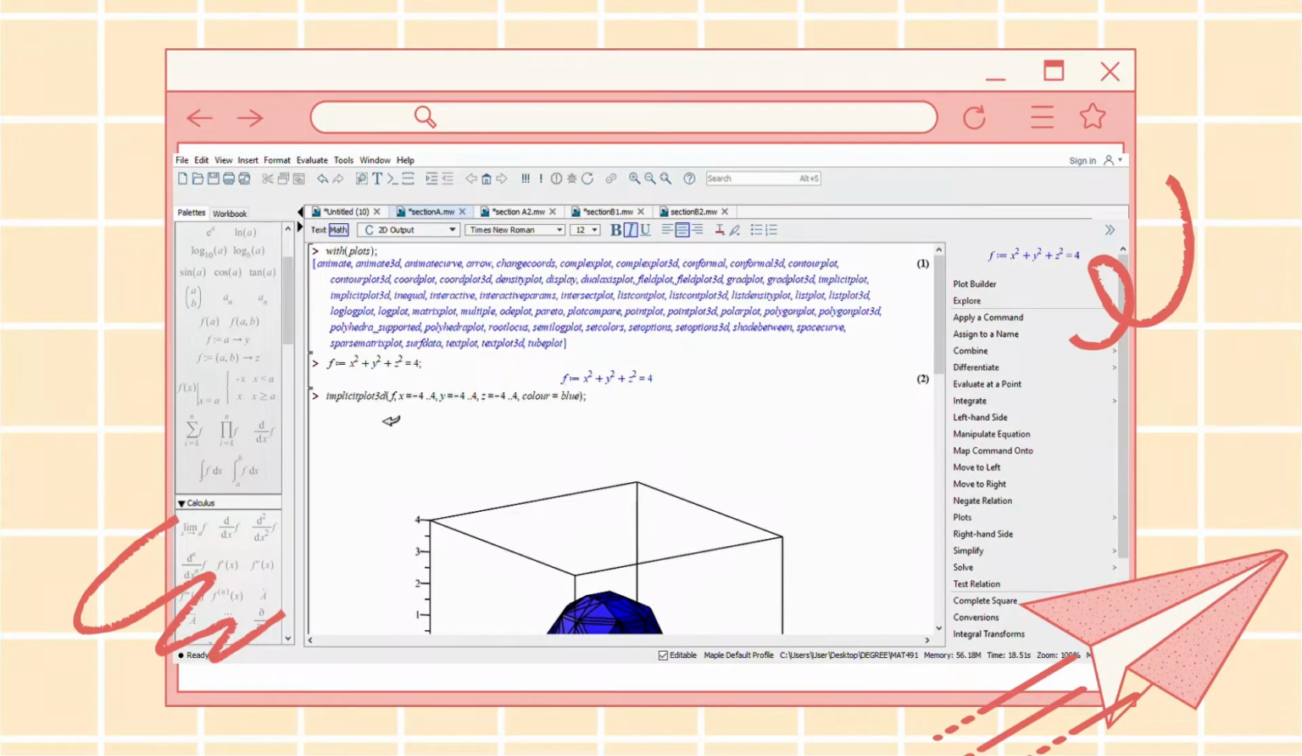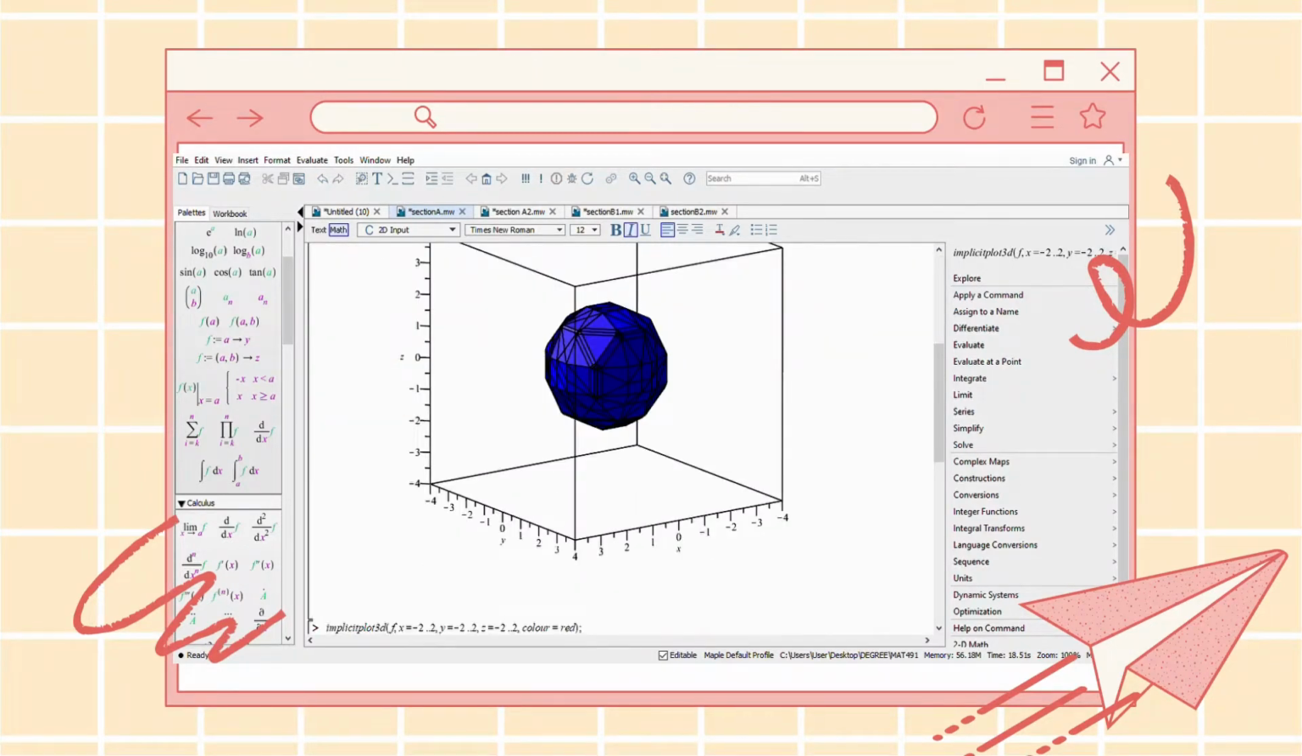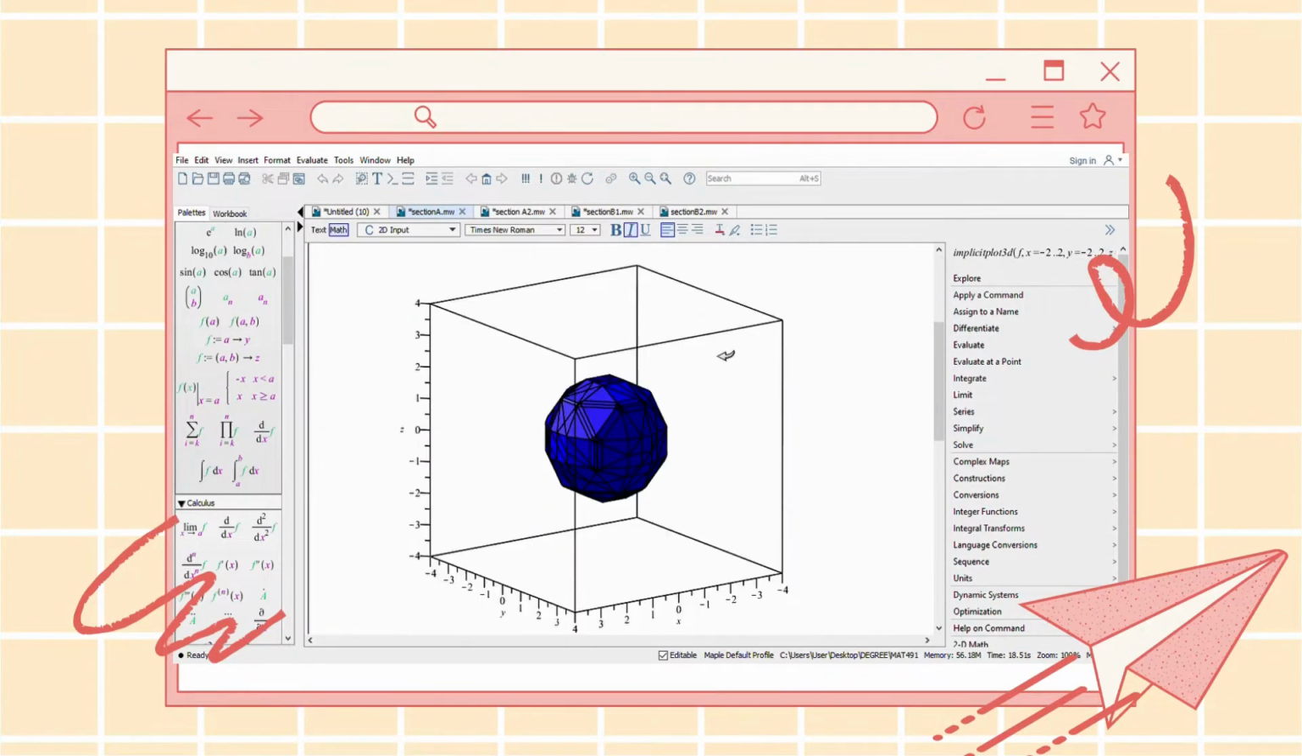So the Maple command would be implicit plot 3D, open bracket, f, the function we wrote just now, x. For the limit, I put x from -4 until 4, y from -4 until 4, z from -4 until 4, and the color is blue. The color could be anything you want, but I choose blue. Then enter. This is the output of the question.